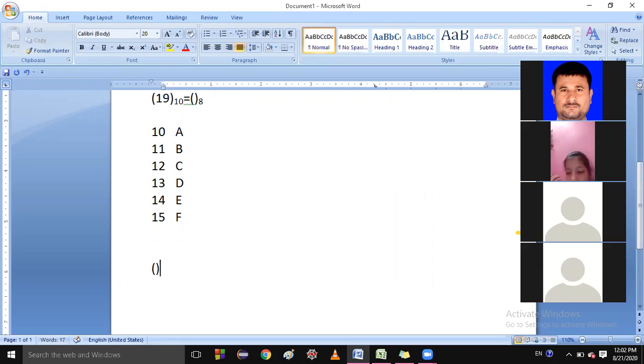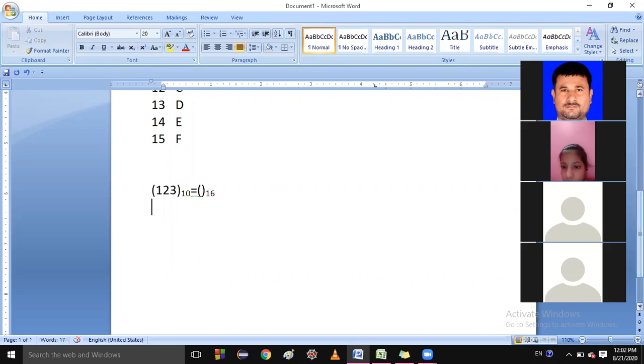So students, if I have a number like this one, 123 base 10, and I have to convert this number to hexadecimal, then how will we convert this? Today we will study this. It's very simple, students.